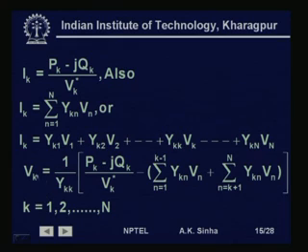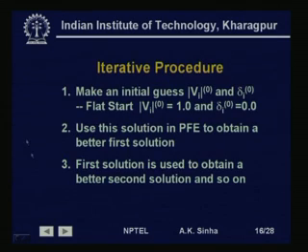So, from the guess we can get an estimate of the value of voltage. So, a better solution or first estimate we get. After we have got this value, now we can replace the old values by this value and again get a better estimate or a better solution.